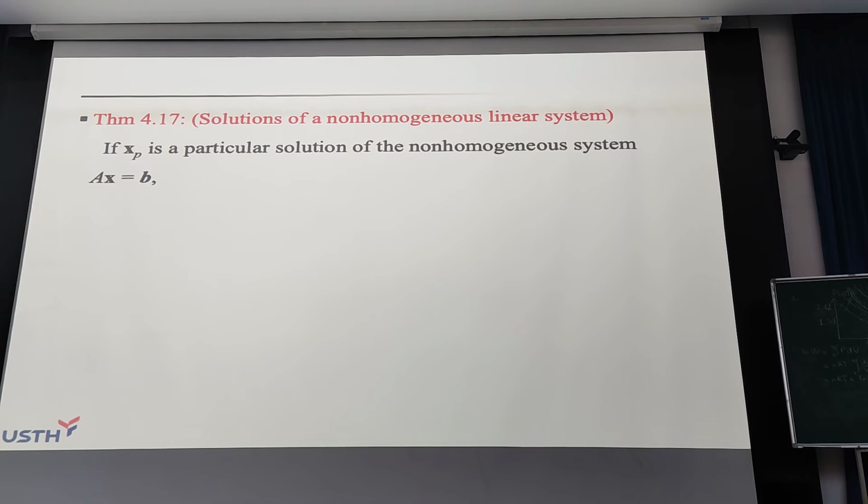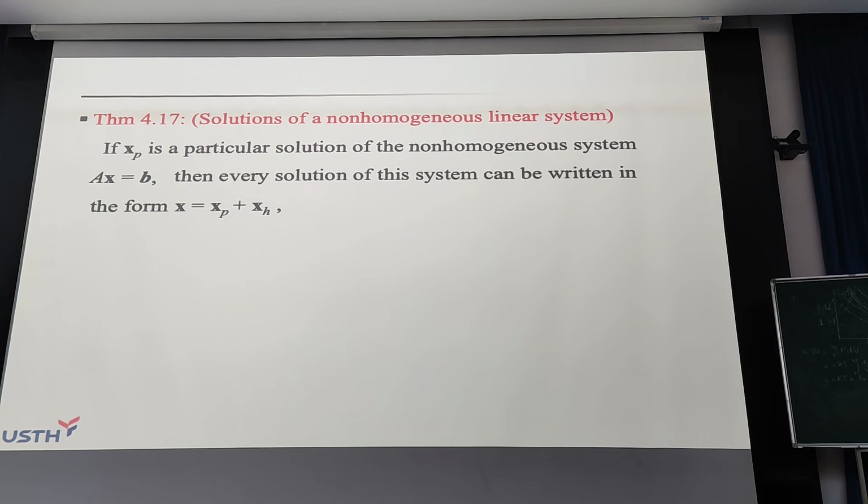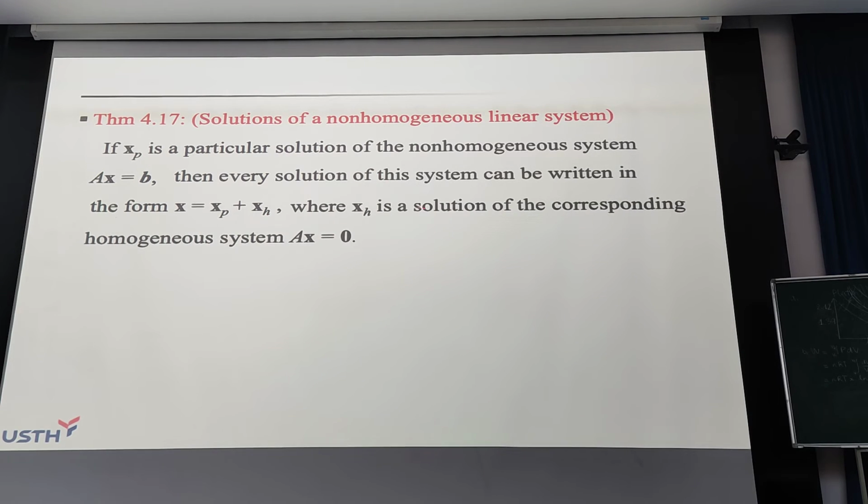So I state the result first, and then I will explain what it means. Suppose that XP is a particular solution of the non-homogeneous system of linear equations AX equals B. Then any other solution of the system can always be written in the following form: X equals XP plus XH, where XP is the particular solution, and XH is a solution of the corresponding homogeneous system AX equals 0.